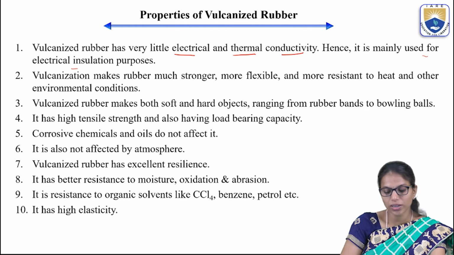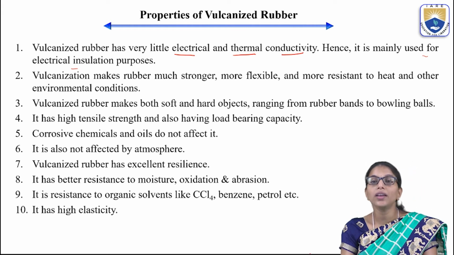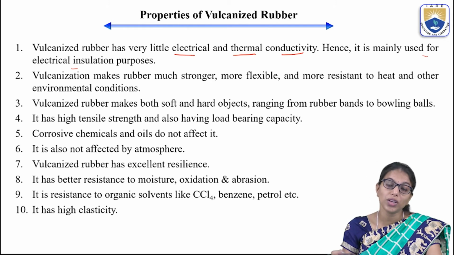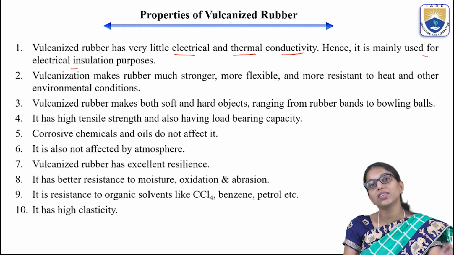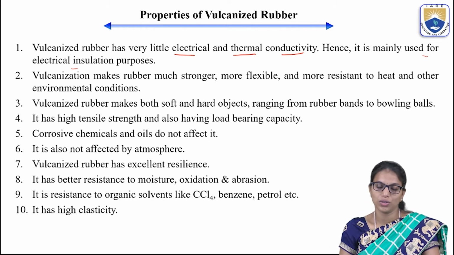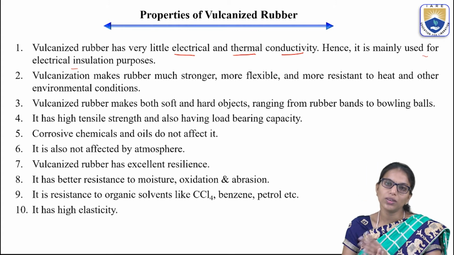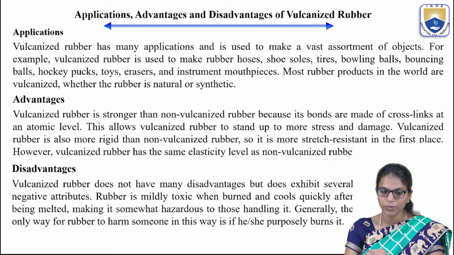It has better resistance to moisture, oxidation, and abrasion. It is resistant to organic solvents, for example, carbon tetrachloride, benzene, petrol, etc. When we are using it, it has a lot of resistance towards these kinds of organic solvents. Now coming to the next, again it has a high elasticity property.